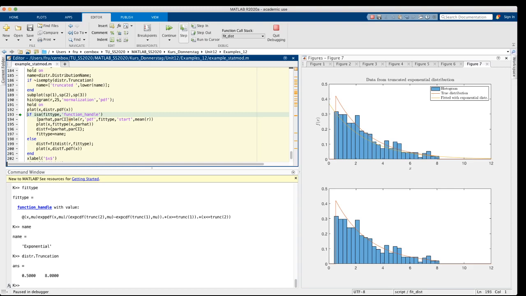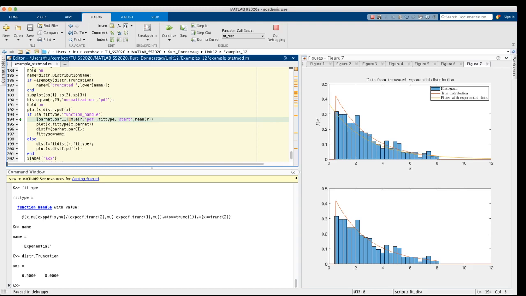And now we check whether the fit type is a function handle. Yes, it is. It's a function handle. So now we have to do the fit with this function handle, with a function defined by this handle. And this fit is now done by invoking the toolbox function MLE, which stands for maximum likelihood estimation.